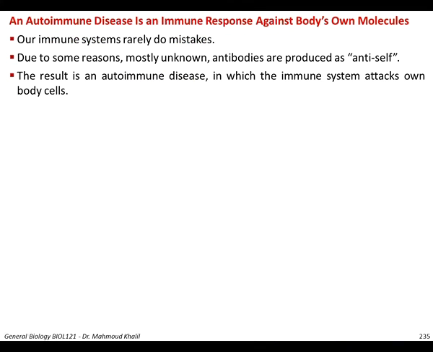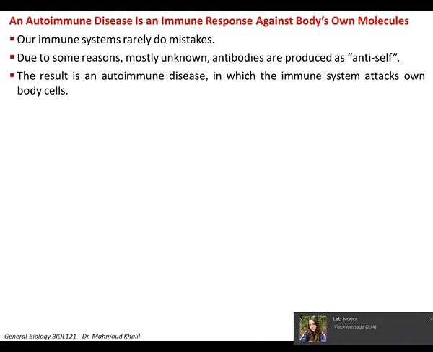An autoimmune disease is actually an immune response against the body's own molecules. So the immune system reacts against our own cells. Our immune system rarely makes mistakes, and due to some reason, mostly unknown, antibodies are produced as anti-self. So the antibody reacts with our cells. The result is an autoimmune disease in which the immune system attacks body cells.